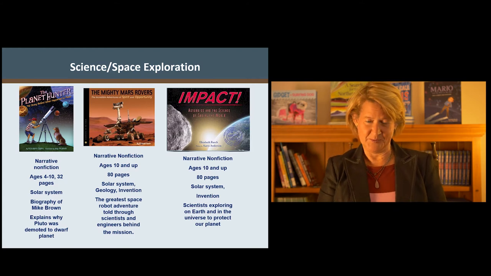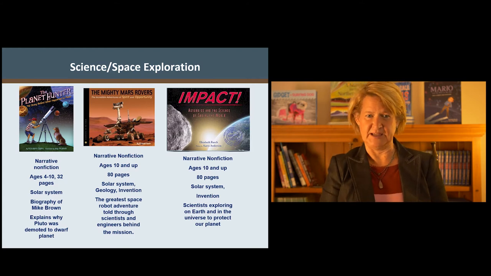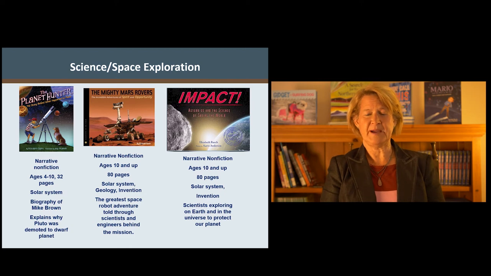I've always been fascinated with science and space exploration. I have a picture book called The Planet Hunter, The Story Behind What Happened to Pluto. This is a narrative nonfiction picture book, and it's basically a biography of Mike Brown, who is an astronomer who asked a pretty bold question. Is it possible there are more planets in the solar system than we have ever found?